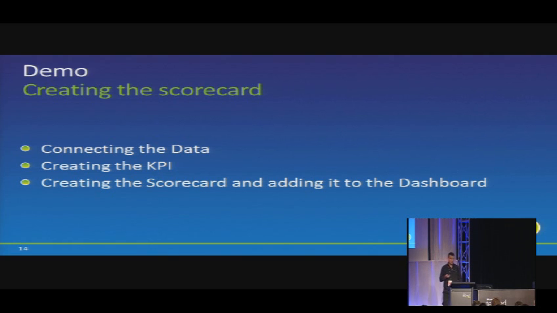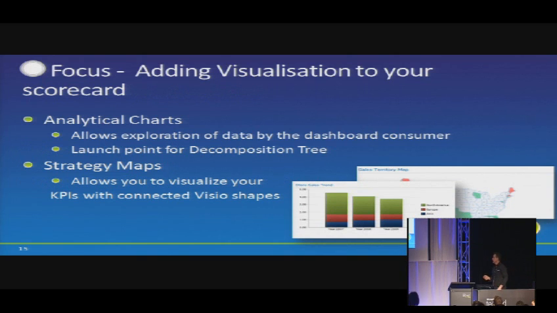Then we created a scorecard and added it to the dashboard. Whoops. Wrong one. There we go. Okay. We actually added the visualization because I skipped ahead, got ahead of my slides a little bit. So we went ahead and added the visualization to our scorecard. Now that can be a combination of analytical charts.